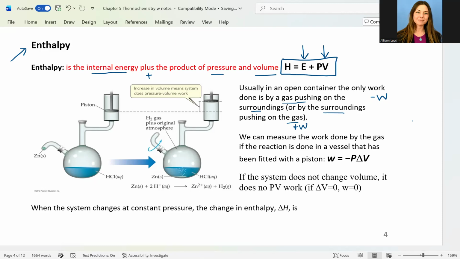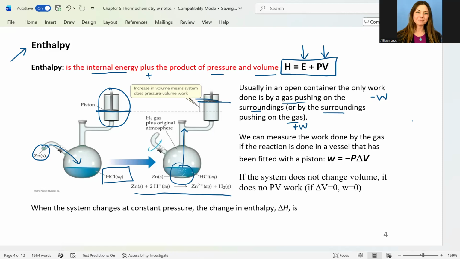But if we have a vessel here that is fitted with a piston. So here's our piston, and this is atmospheric pressure, or the pressure before any reaction occurs. If we were to take some zinc metal and place it into this reaction vessel here, which has hydrochloric acid, which will dissolve the zinc in this fashion here. So this is the reaction that is occurring here. H2 gas is generated, and when this hydrogen gas is generated, it will move this piston.